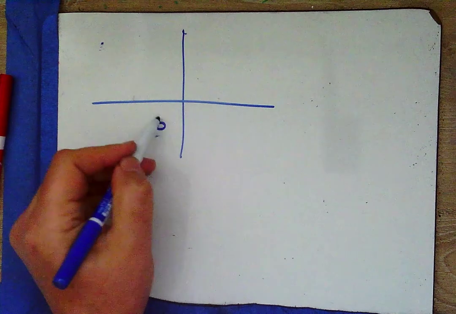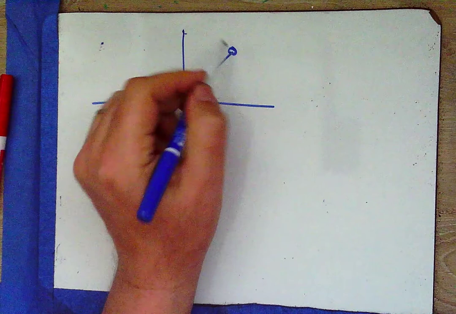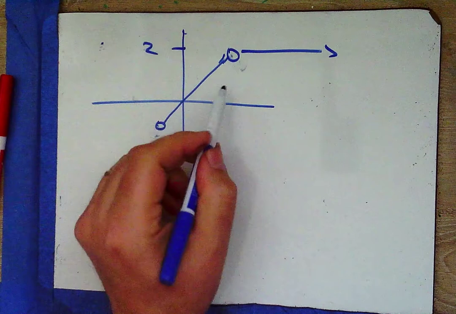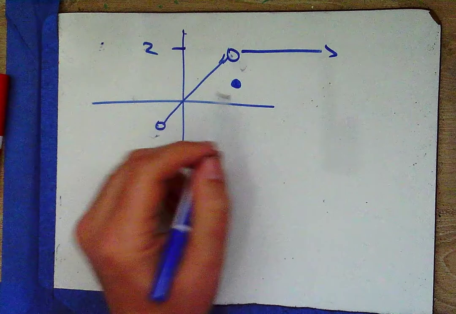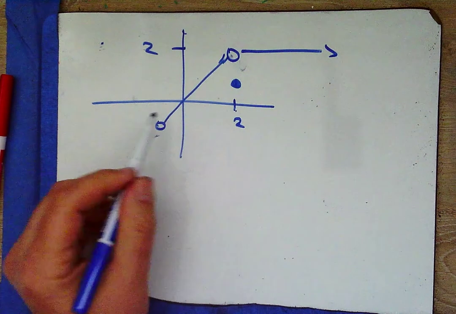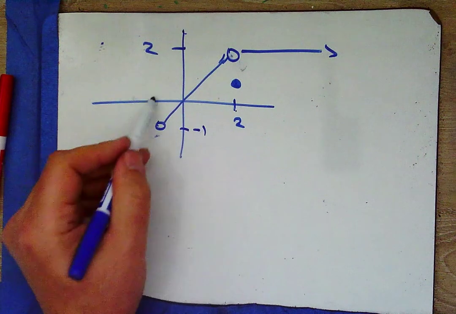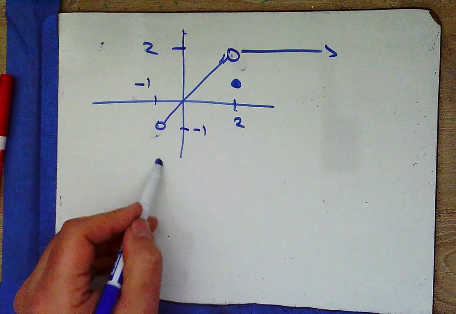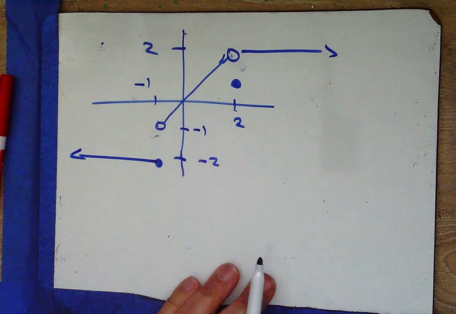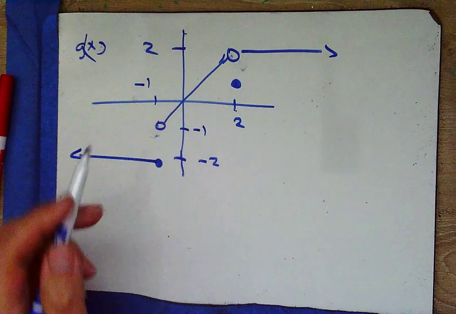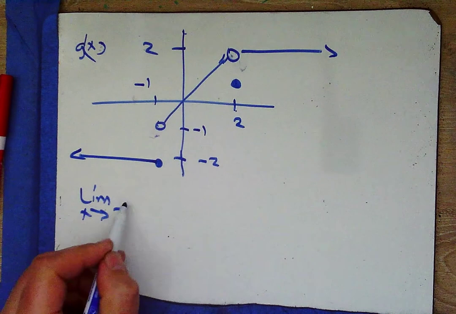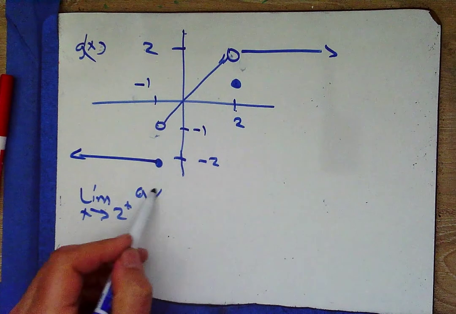That's an open circle. Open circles here. That's 2. That's 2. That's -1. Closed circle over. That's -2. Okay, so here's g of x. And I want to ask you some questions. First question. What's the limit as x approaches 2 from the positive side of g of x?